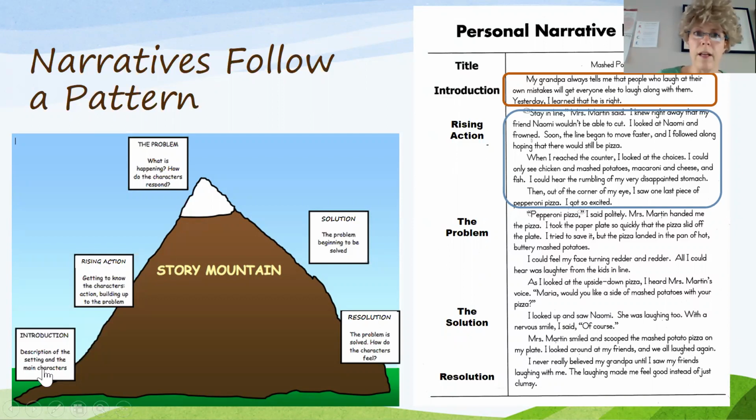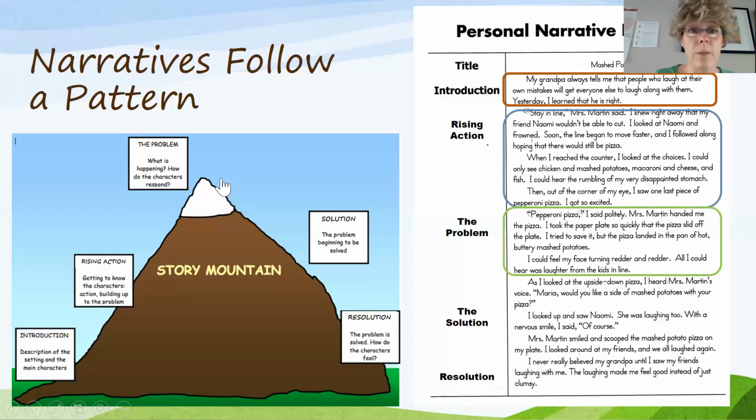She's kind of also setting up the setting. It happens at school during lunch. All of her friends are there. She's in line. She really wants pizza. She's hoping there's pizza. It's her favorite food. It doesn't look like there's any pizza. She's kind of disappointed, but then out of the corner of her eye, she sees some pizza and she's really excited. And then, oh, the problem.